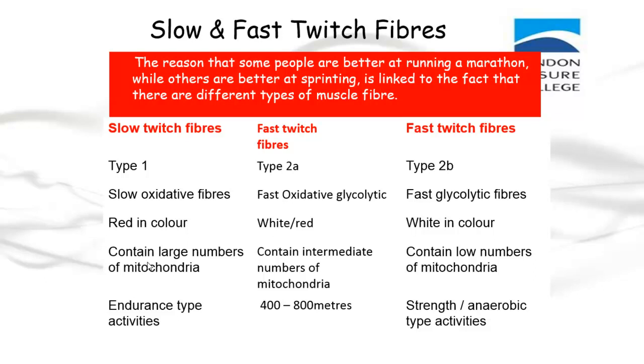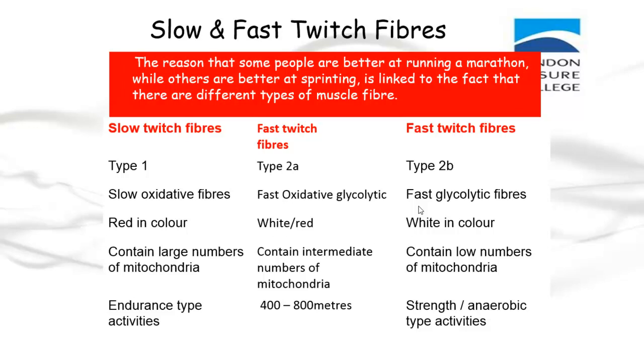Let's look at the other end of the spectrum, and we have type 2B fast twitch muscle fibres. So these are also known as fast glycolytic fibres. Now these are known as fast glycolytic fibres because they're required for explosive short duration events. Because they haven't got time to use oxygen as an energy source, these are white in colour. So whereas type 1 are red, these are white.